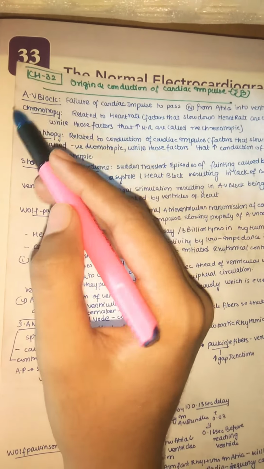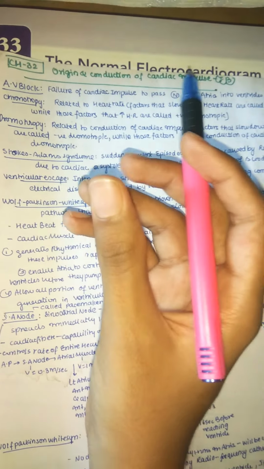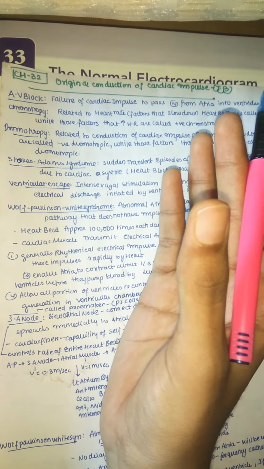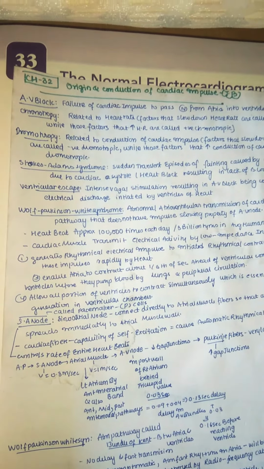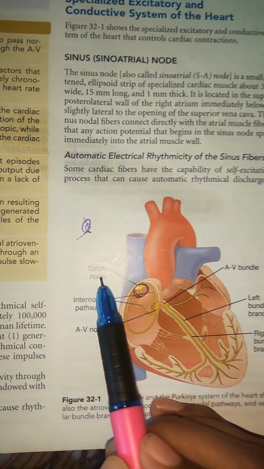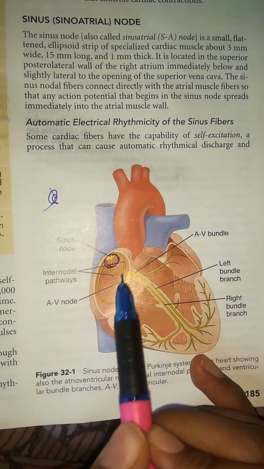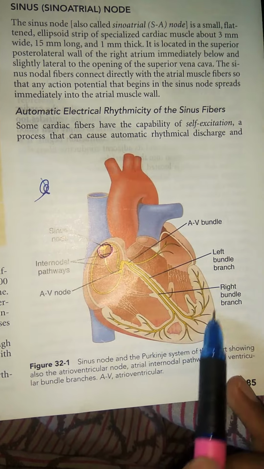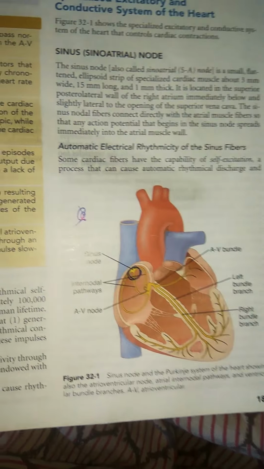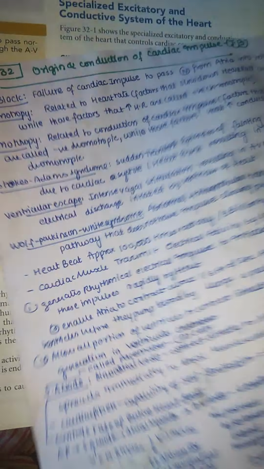So in the name you can understand AV block. We know we have SA node, AV node, right? And also we have our Purkinje fibers. If you see the diagram we can understand. So here you can see this is a sinus node, SA node, and here we have our AV node, and these are the Purkinje fibers. So like this our electrical system of our heart is arranged.